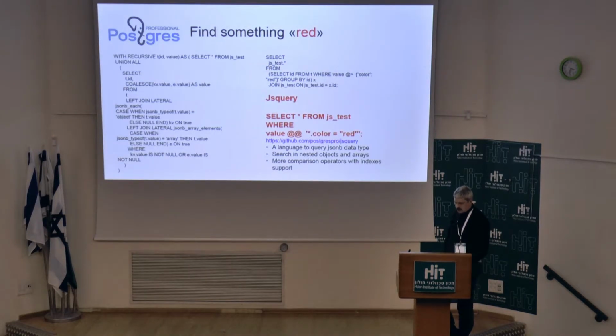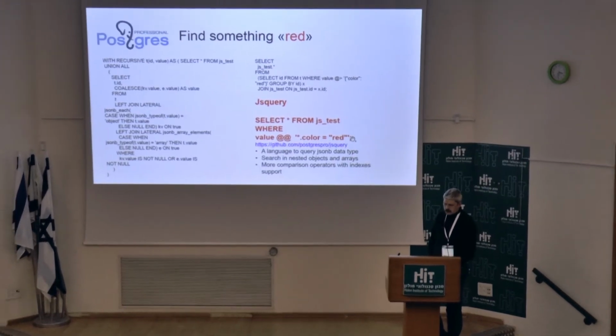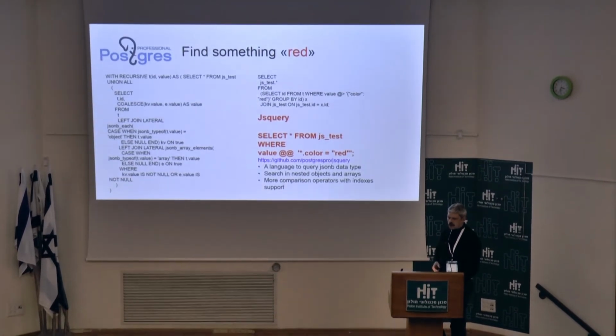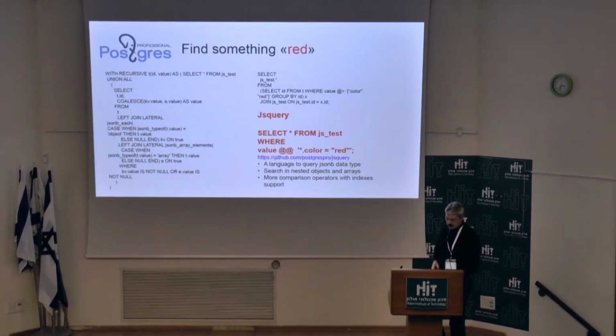So JSQuery is an extension that allows you to write the query like that. The main idea is that you can write paths with wildcards. It is also available on GitHub, and you can download it and build it with any modern version of Postgres. It's very convenient, and it provides more operators.